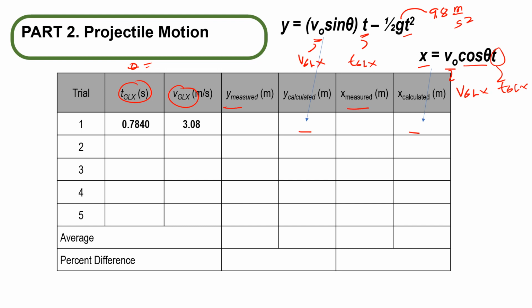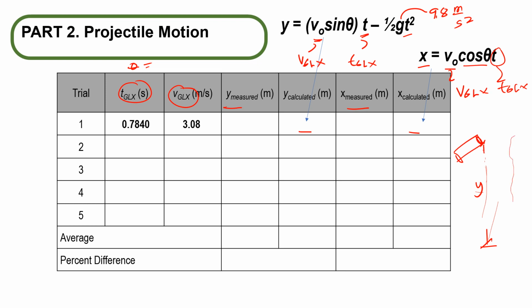The y measured can be measured using steel tape. We have to measure the height of the plastic ball from the tip, or the mouth, of the projectile launcher. Using steel tape, we can measure the y. So that's the y measured.